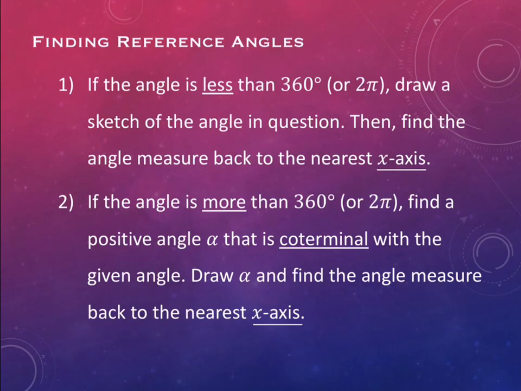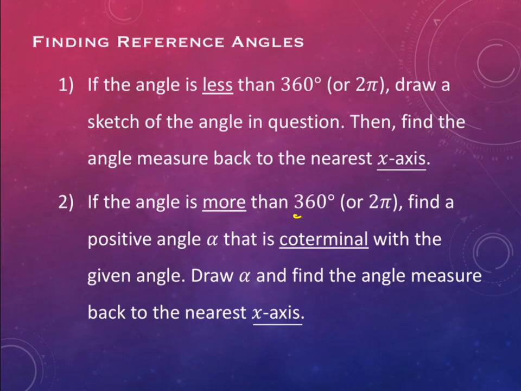Then you're going to actually use the sketch to go back to the nearest x-axis. That's what we did on the last one. If the angle is more than 360, you're going to find a positive angle that's coterminal with the given angle.